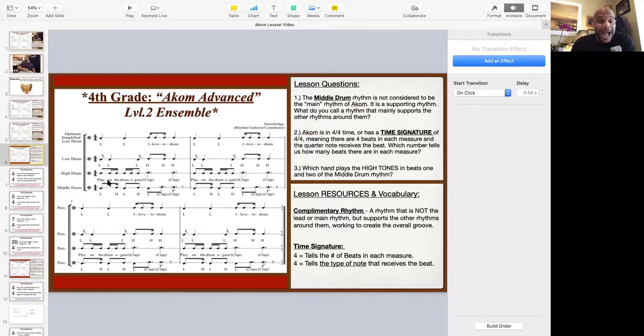Low, high, low, high, low, clap, clap. Say it with me. Low, high, low, high, low, clap, clap. Do it again. Low, high, low, clap, clap. Low, high, low, clap, clap. Repeat. Say it again.